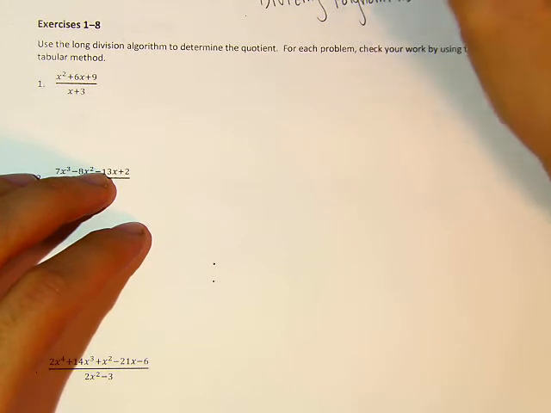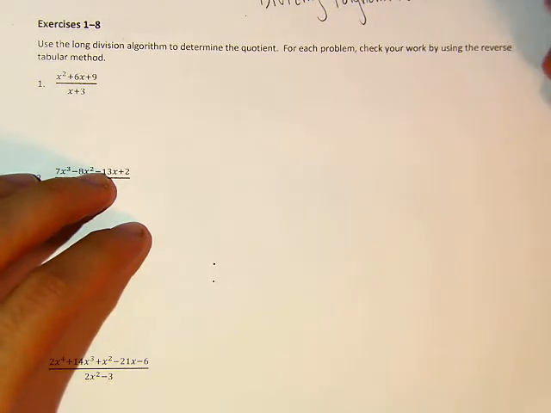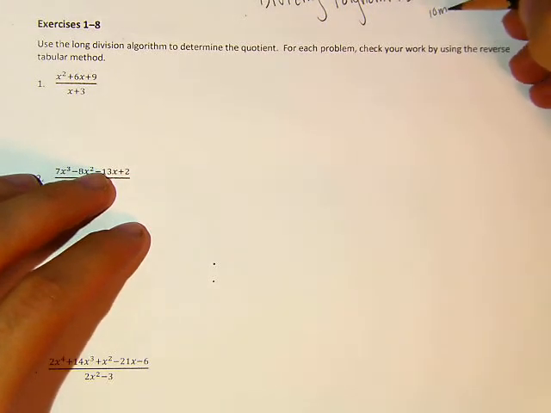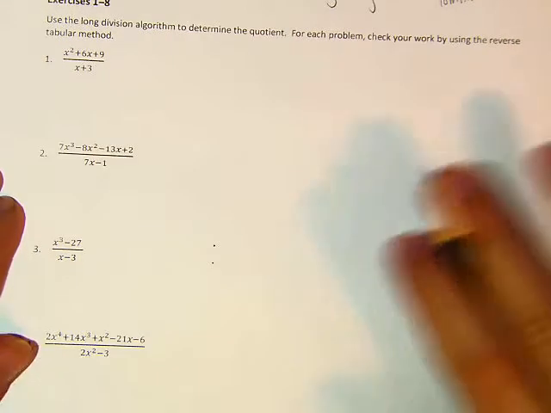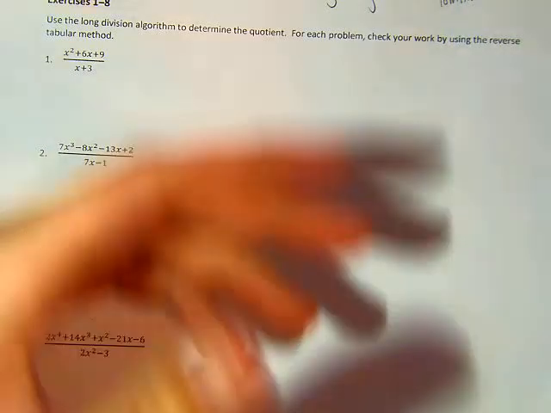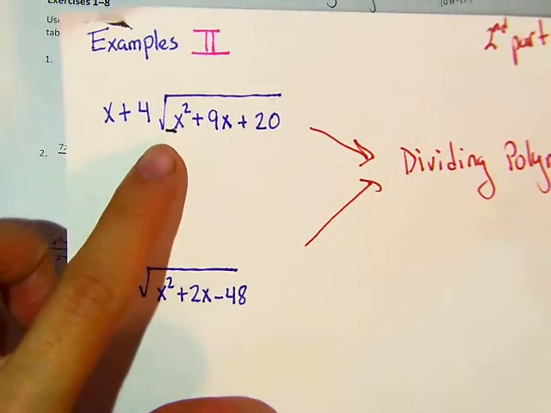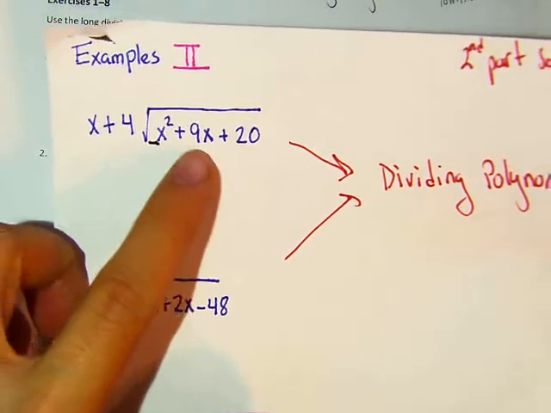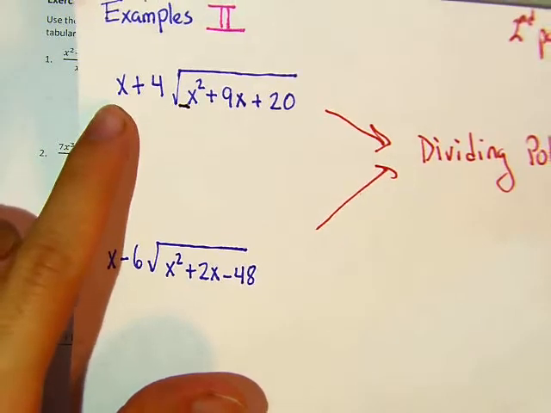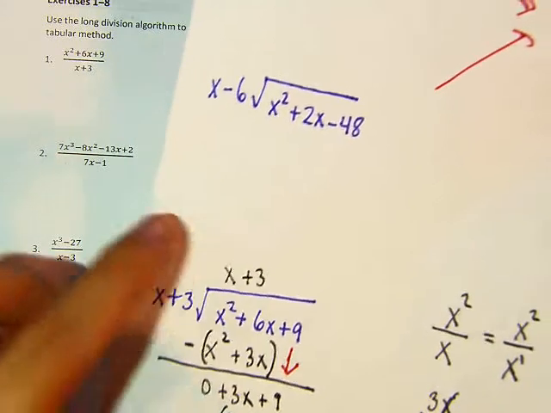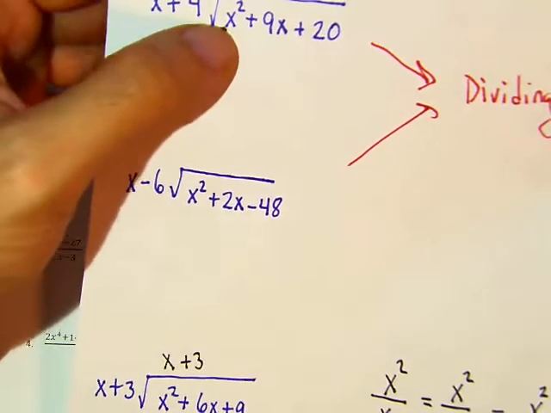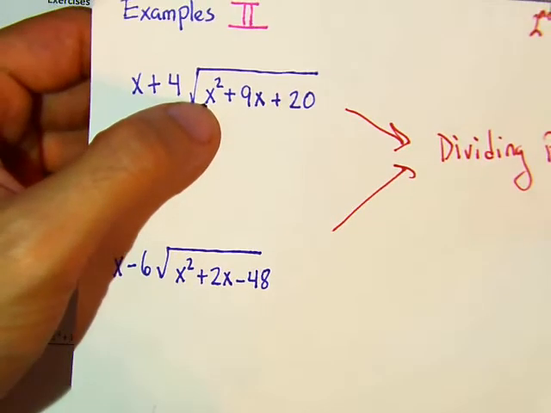Okay, now this is only going to be a short video. It's only going to be 10 minutes long. Basically, you have been doing something like this. This was the last example we were doing. We had x squared plus 9x plus 20 divided by x plus 4, x squared plus 2x minus 48 divided by this.